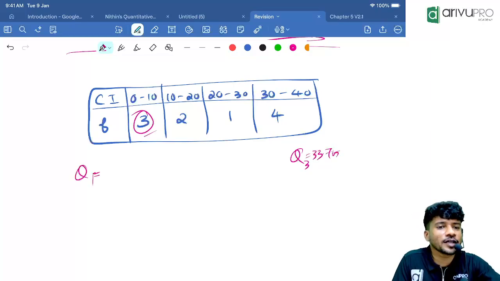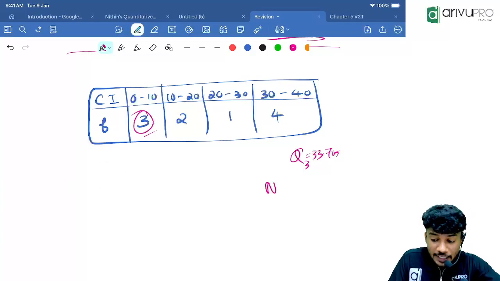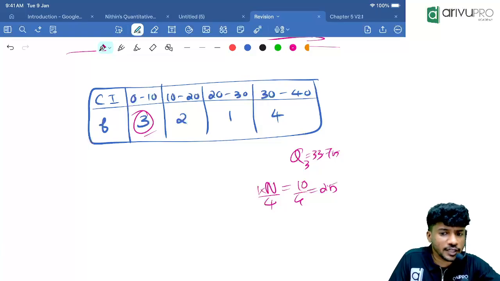How to find Q1? First we will find n by 4. That is 1 into n by 4, which is 10 by 4, which is equal to 2.5. Everyone got it as 2.5.